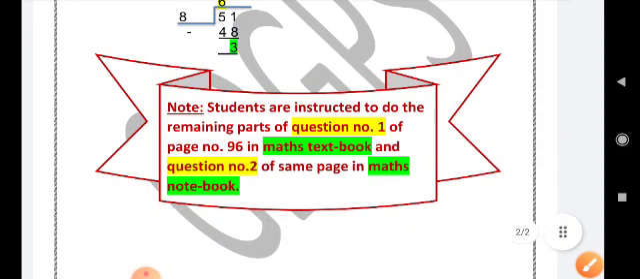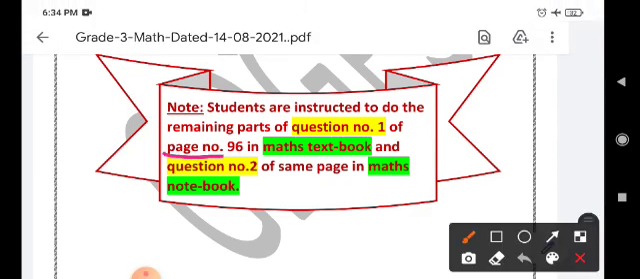Dear students, you are instructed to do the remaining parts of question number 1 of page number 96 in math textbook and question number 2 of the same page in your maths notebook.